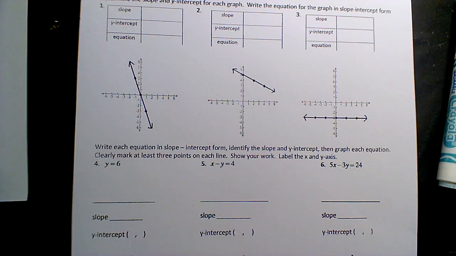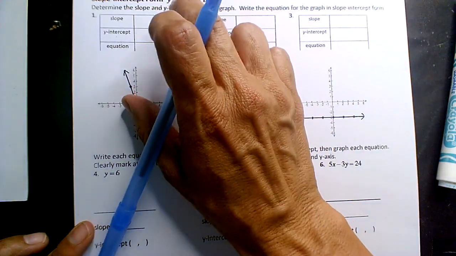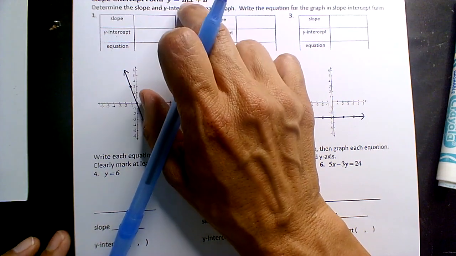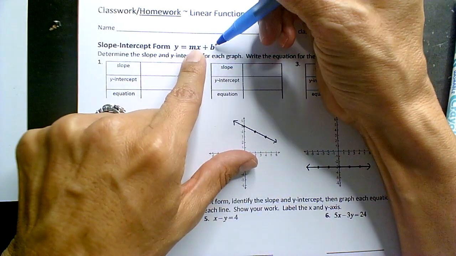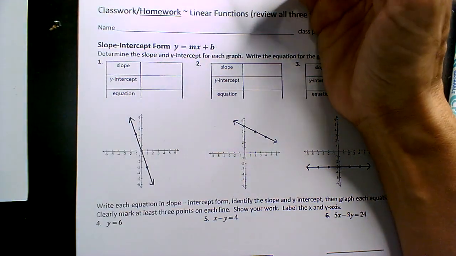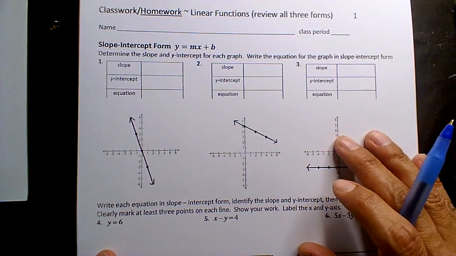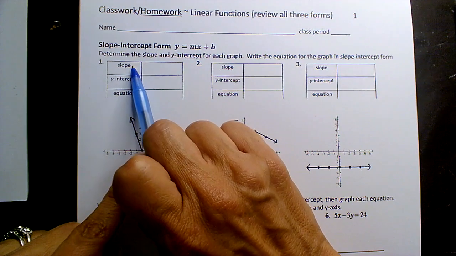Okay, slope-intercept form, right? y = mx + b. m is the slope, b is, oh, you can't even see. m is the slope, b is the y-intercept, right? I could hear some of you explaining it to the person next to you. Okay, so what is the slope?